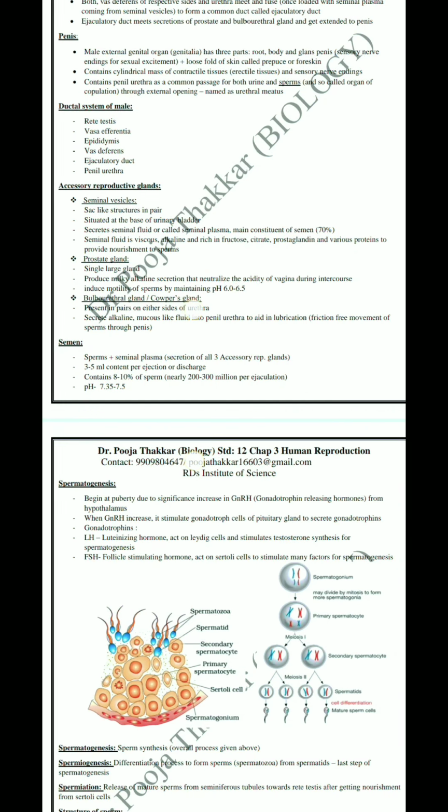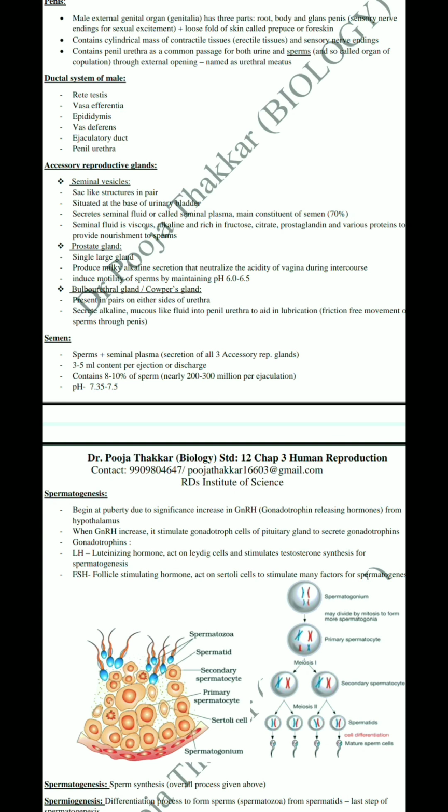Okay, so now we are discussing semen. Semen is basically sperm plus the fluid which has been provided by these three glands. The general name for the fluid produced by these three glands is seminal plasma, as we have seen earlier, which is nearly 90 to 95%, while the sperm content is 8 to 10% in the semen, that is nearly 200 to 300 million. Those sperms are ejaculated per discharge in 3 to 5 ml of semen, and the pH of that is 7.35 to nearly 7.5.